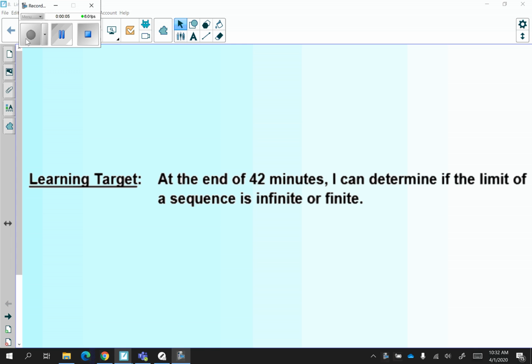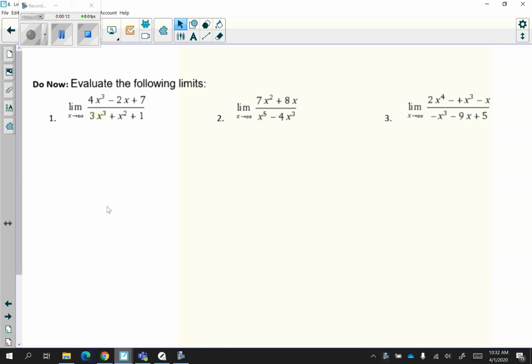The learning target is I can determine if the limit of a sequence is infinite or finite. Please take a look at the do now, evaluate the following limits. So take a moment right now and pause the video to answer questions 1 to 3.